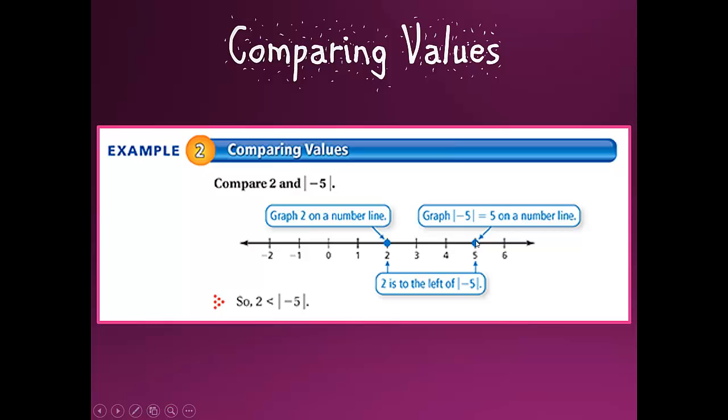So we've graphed both 2 and the absolute value of negative 5, and then we can compare those. 2 is less than the absolute value of negative 5. Remember, as your numbers go to the left on a number line, they're smaller, and as you go to the right, they get larger.